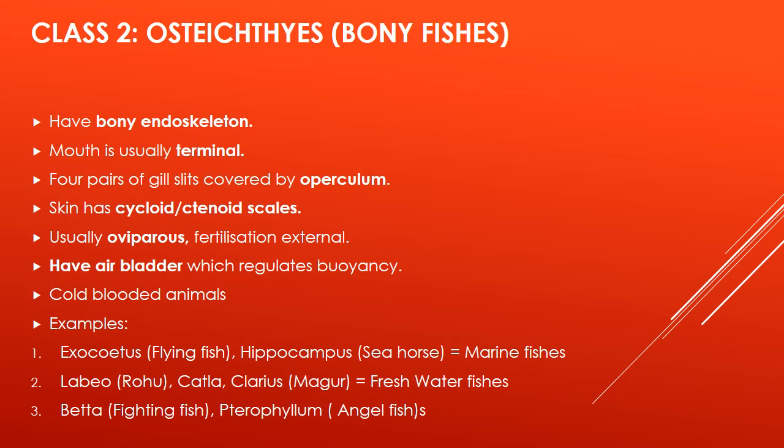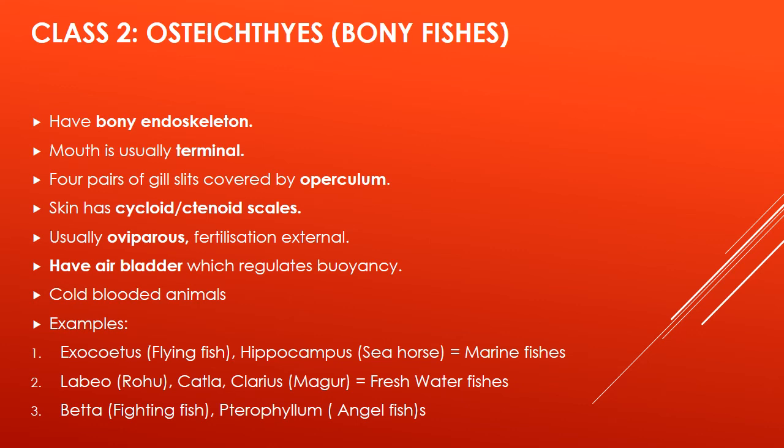Next one is Osteichthyes, that is bony fishes. They have a bony endoskeleton, and the mouth is terminal, exactly opposite. There are 4 pairs of gill slits, covered with operculum. The covering is there for the gill slits. Skin has cycloid or ctenoid scales, unlike the placoid scales of Chondrichthyes. Usually oviparous, egg laying animals. Fertilization is external. They have an air bladder, which regulates buoyancy.